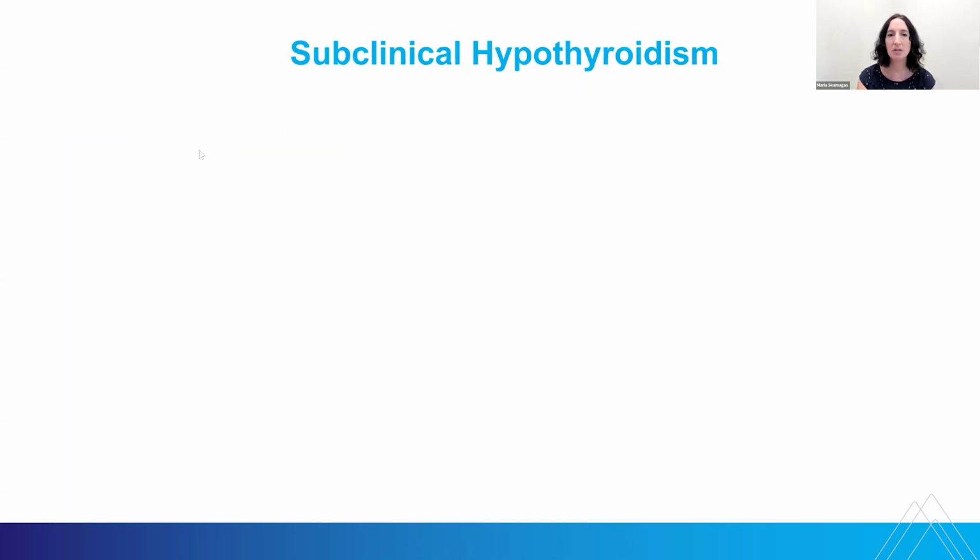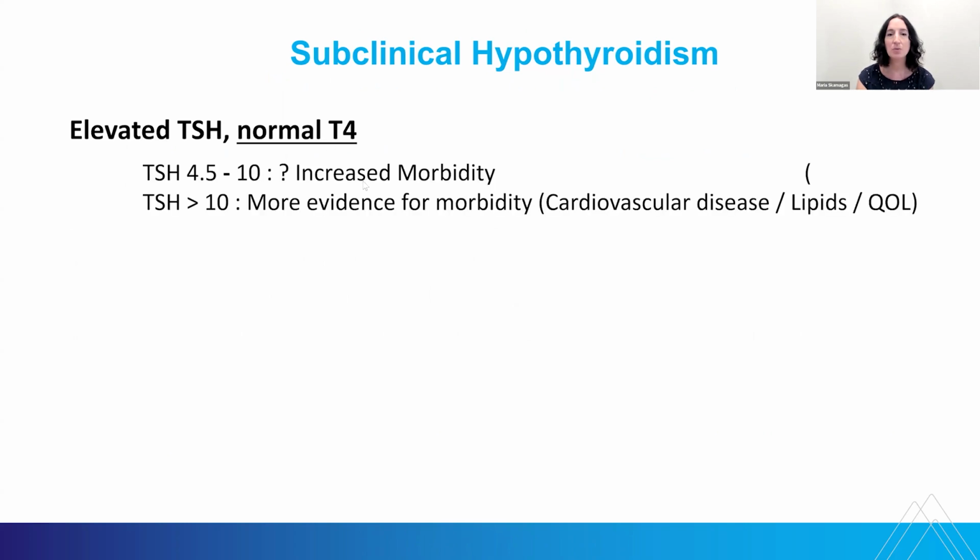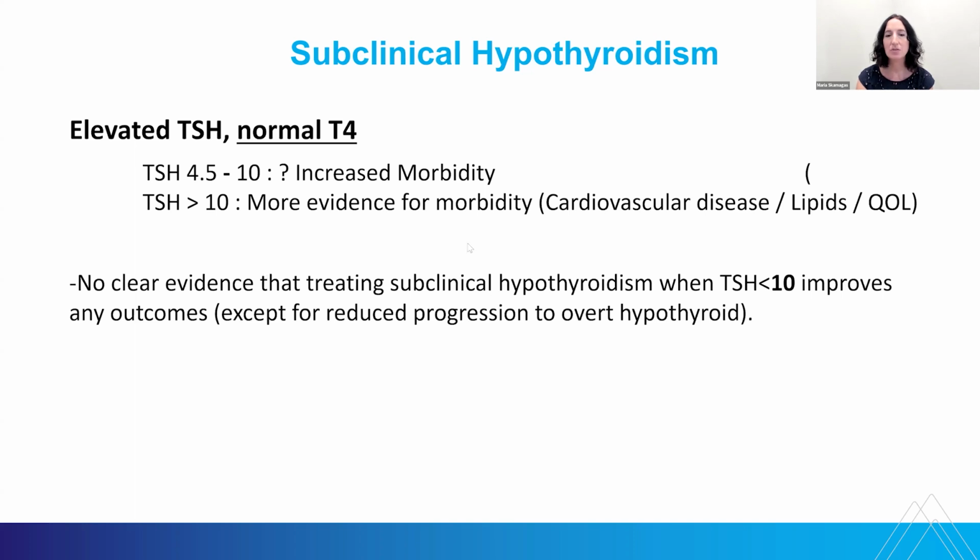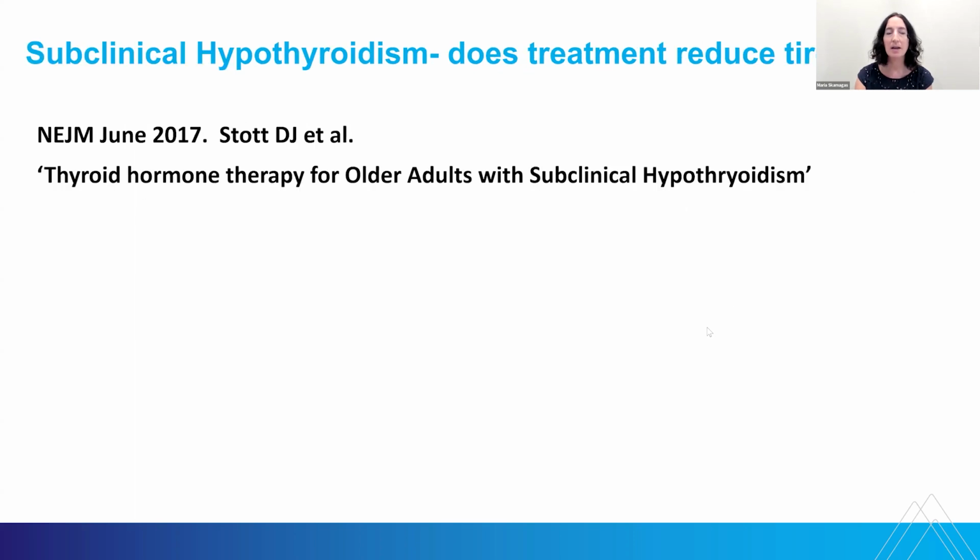So going back to our subclinical hypothyroidism patient, she has an elevated TSH and a normal T4. So there is not a lot of strong data for increased morbidity in those with a TSH of 4.5 to 10. There's more evidence if the TSH rises over 10 in terms of cardiovascular disease, lipids, and quality of life. And so, in general, there's no clear evidence that treating subclinical hypothyroidism less than 10 improves any outcomes, except for perhaps reducing progression to overt hypothyroidism.